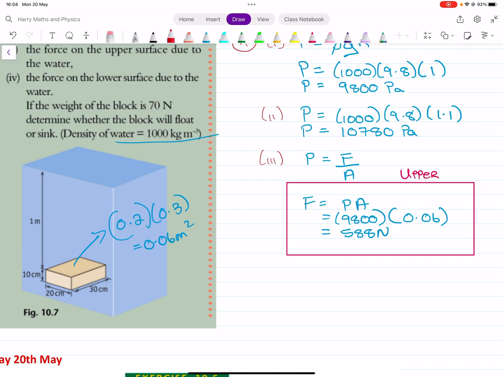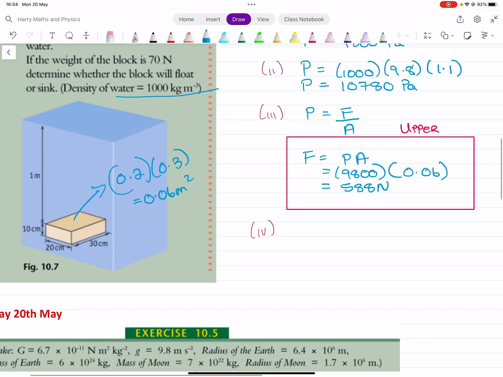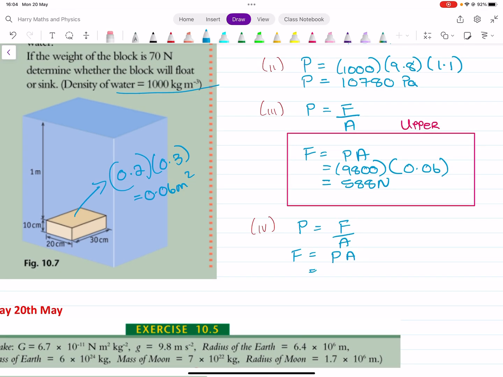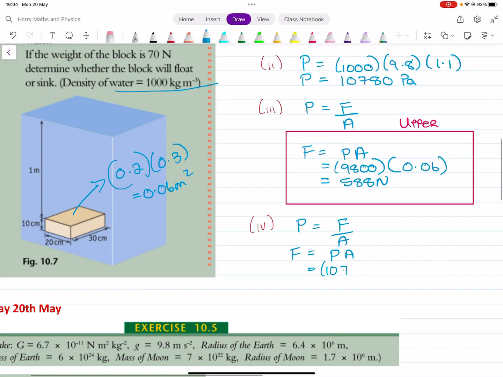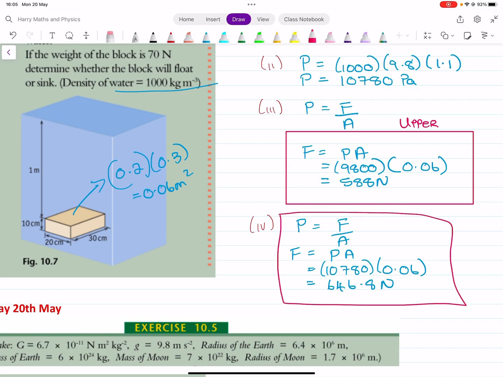Right, so then part 4, the force on the lower surface. So exactly the same thing. Pressure is force over area. Force is pressure times area. The pressure, what was it, 10,780. Area is going to be the same. So that is 10,780 multiplied by 0.06. So that is 646.8 newtons.